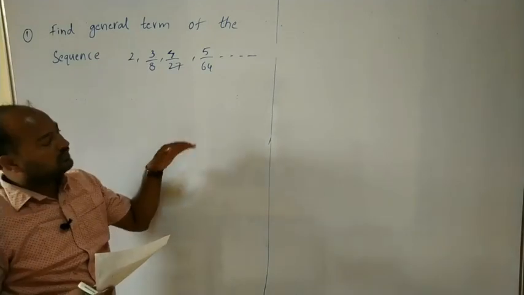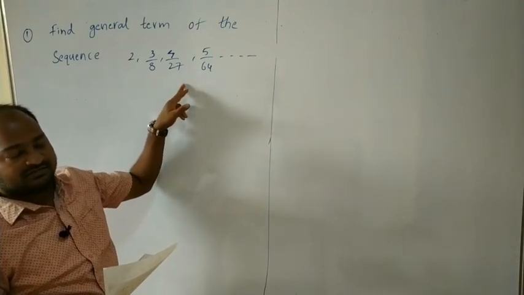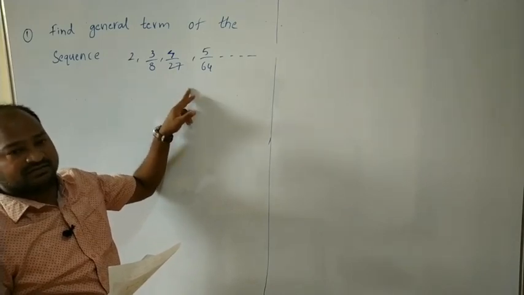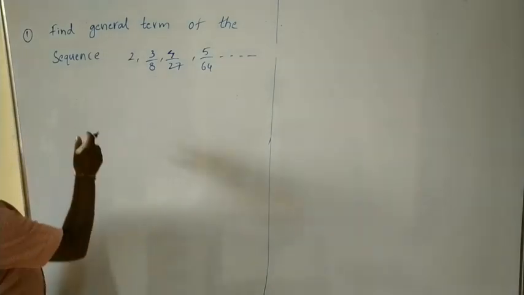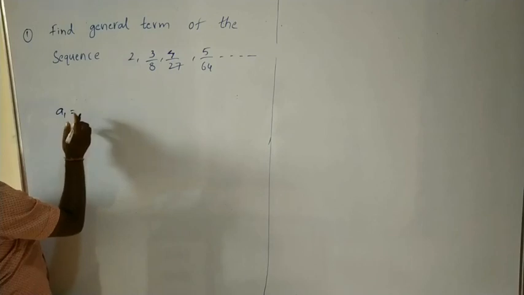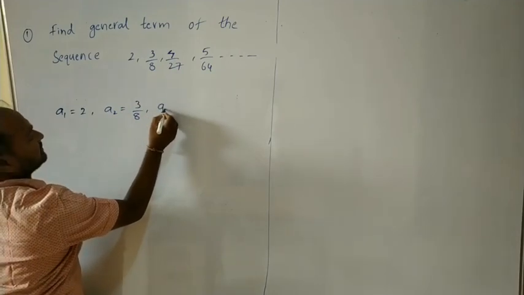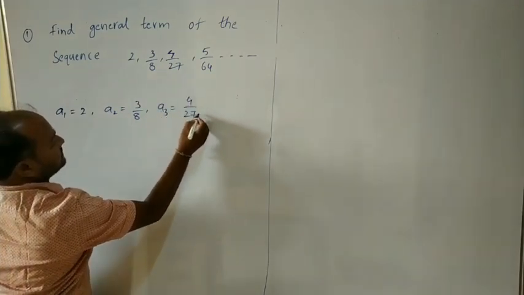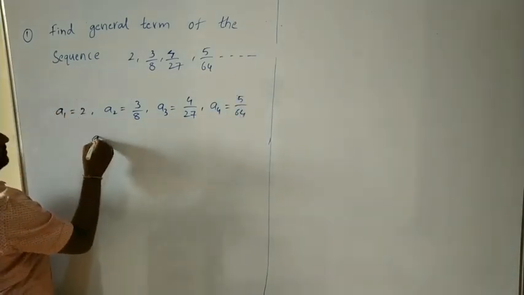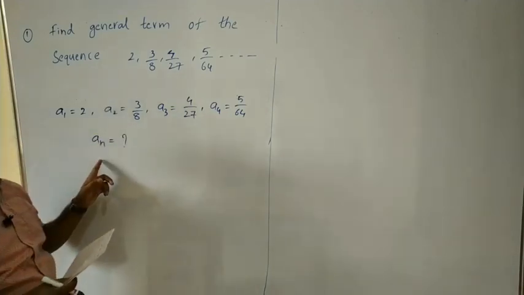Now let us see how to find the general term of the given sequence. Here we have a1, which is the first term, so a1 is equal to 2. a2 is equal to 3 by 8. a3 is equal to 4 by 27. a4 is equal to 5 by 64. So now we want to find the general term of the given sequence. That means an is equal to what?